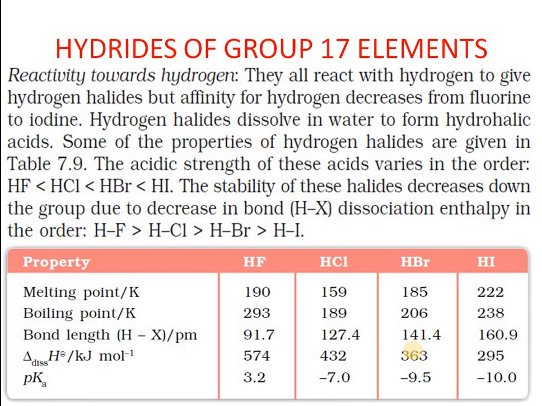And bond dissociation energy, if you see from the table also, is maximum for HF, that is 574, and minimum for HI, that is 295. And you can see that acidic character is maximum for HI. For the pKa value, the more negative the pKa value, the higher the acidic character.